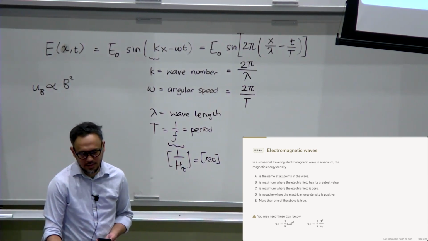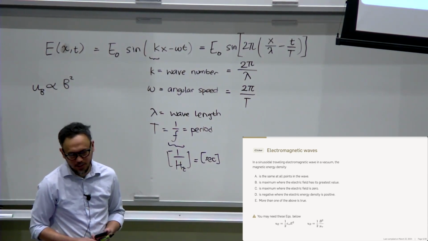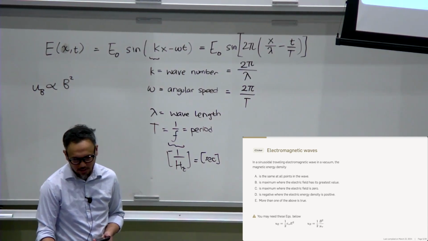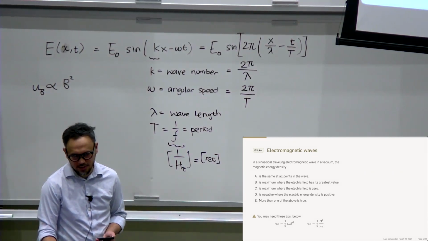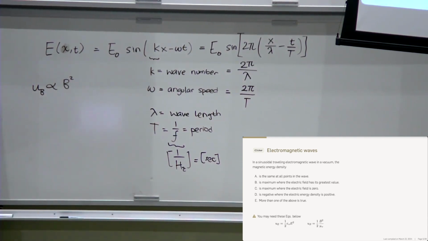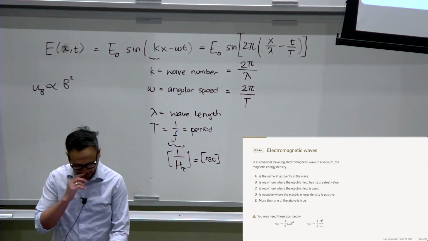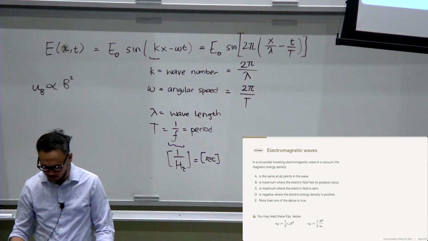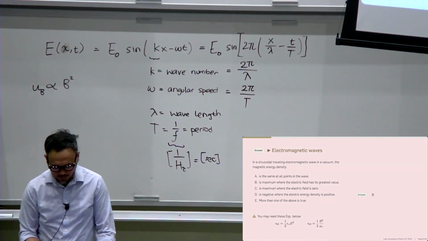Option A is the same at all points. No, it fluctuates like what we see here. Then the second is maximum when the electric field has its greatest value. That's not correct. It's maximum when the electric field is 0. It should be minimum when the electric field is 0. And then the rest is negative when the electric density is positive. What is wrong with option D? Or do you guys stop reading when you find one correct answer? The energy density, which is energy per unit volume, is proportional to B squared. When you square a number, you cannot get negative values. Some of you may have answered E, but not many of you. Excellent. 80% of you got it right. Any question?